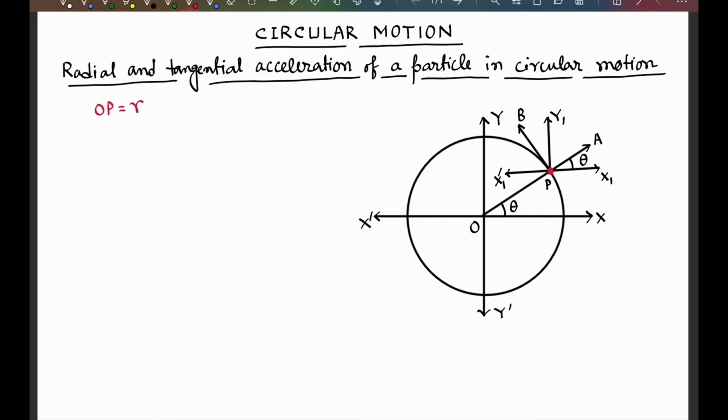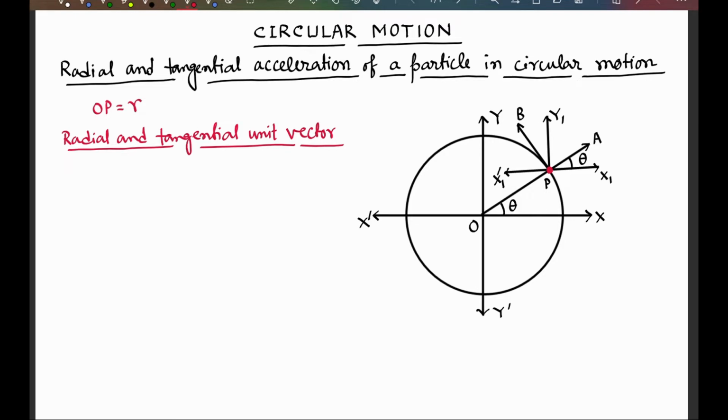At first we have to calculate the unit vectors here at point P, that means towards radial and tangential direction. Then we have to calculate the position vector at point P, which is a function of time. Then we differentiate that position vector with respect to time, then we get velocity. Again, differentiation of velocity with respect to time, we will get acceleration.